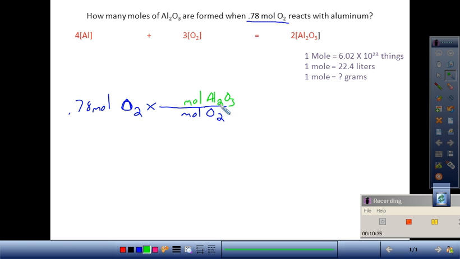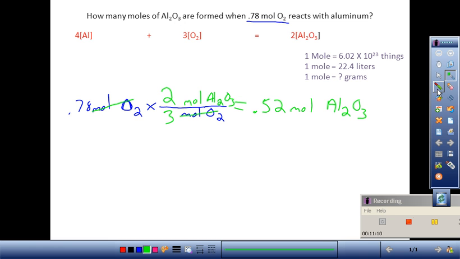Now I'm going from oxygen to aluminum oxide, and I take my numbers from here. 3 O2s, 2 Al2O3s. Cross off my units that are similar, multiply and divide that out. And again, how many moles of Al2O3? That's what my answer's in, so I'm done.